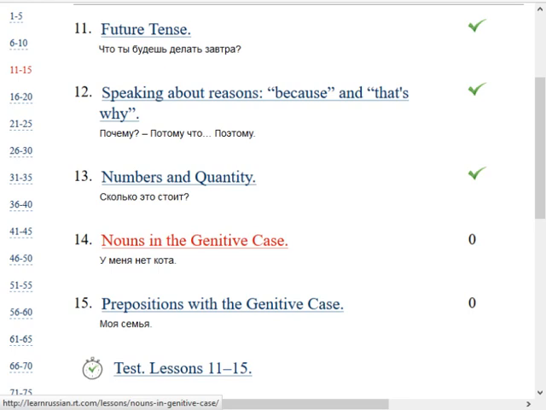Lesson 14, nouns in the genitive case. So the genitive case is about possession of something. For example, the text down here says, "У меня нет кота." I don't have cats. У меня, literally it means like by me, basically, or at me, in the place where I am. By me, there are no cats.